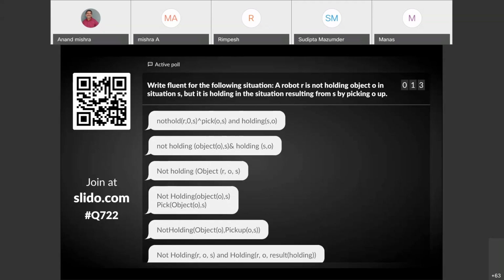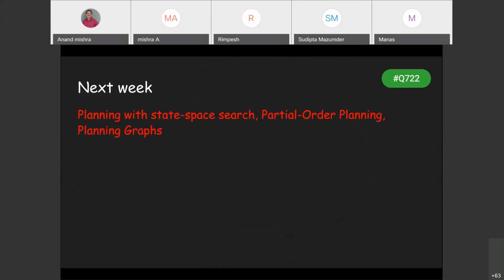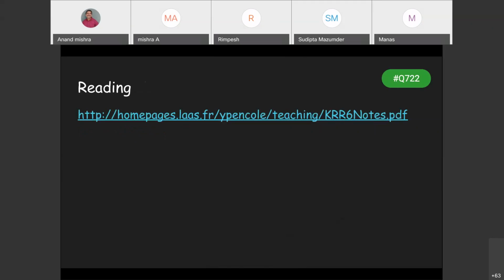And we'll write, and then we can. So next week we will continue from this situation calculus and then state space search, partial order planning, graph planning. That's the thing we should do. So this is one reading material, which is about this situation calculus.